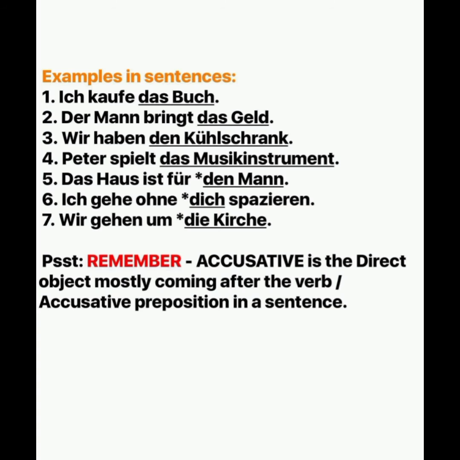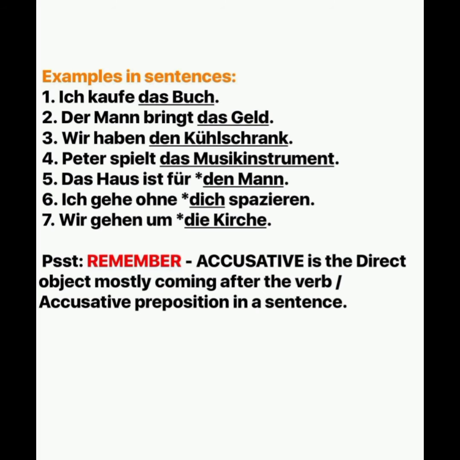Do you see that? Der Mann, subject, bringt, verb, das Geld, the money, object. So you can basically see that mostly accusative comes after the verb. Wir, subject, haben, so we have, and then the object, den Kühlschrank, the fridge, we have the fridge. Peter spielt, Peter is playing das Musikinstrument. So Peter is playing the musical instrument.